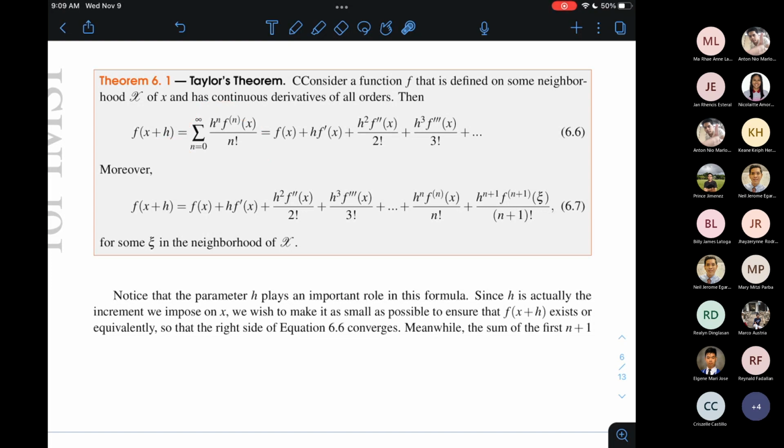Or in explicit form, f of x plus h is f of x plus h times f prime of x plus h squared f double prime of x over 2 factorial and so on. So ngayon pa lang, I hope you start memorizing this or know this by heart kasi ang dami niyong paggagamitan in your mathematical career. Madalas niyo makikita yung Taylor series expansion. So if you didn't see its value in Math 38, ngayon makikita nyo saan ginagamit yung Taylor series expansion.